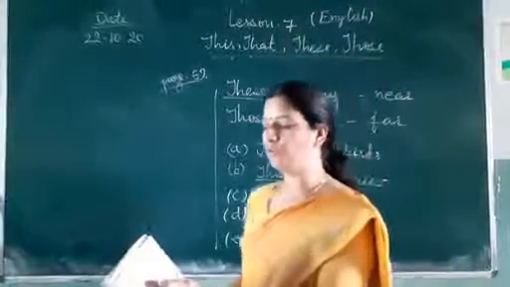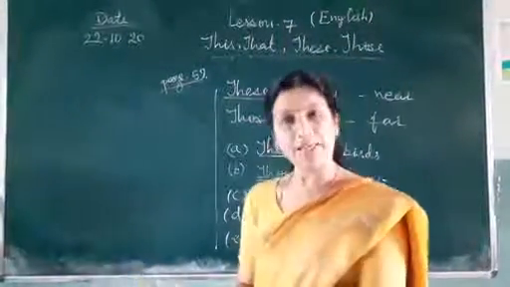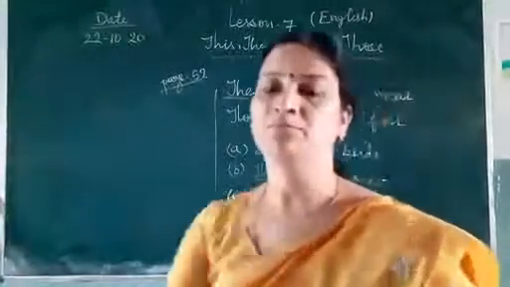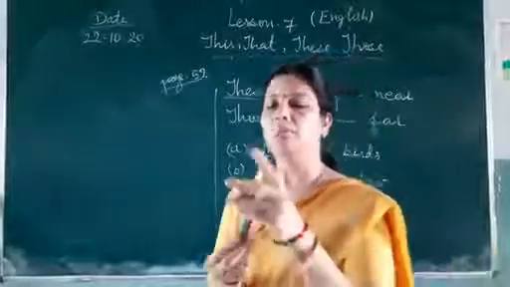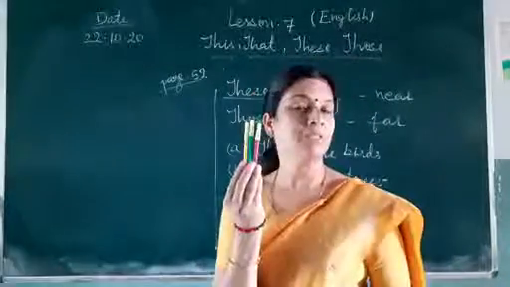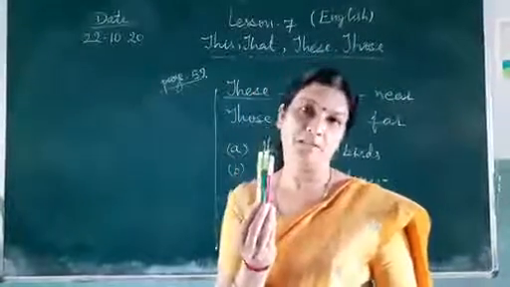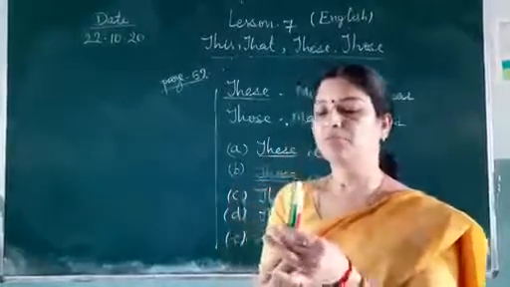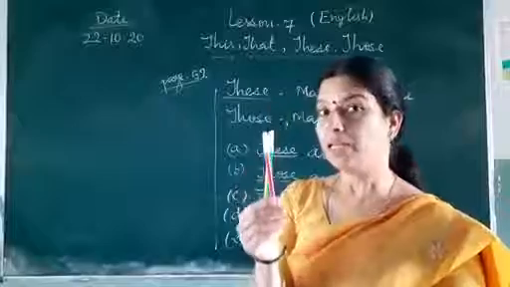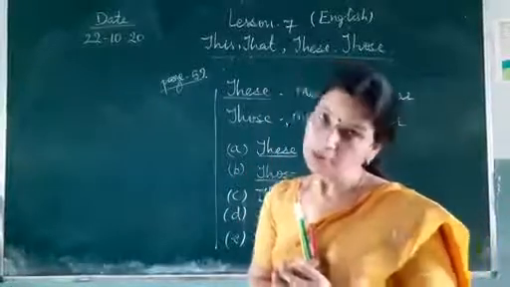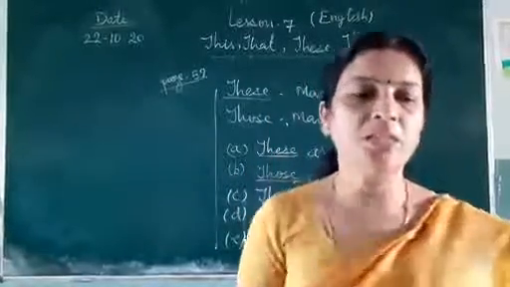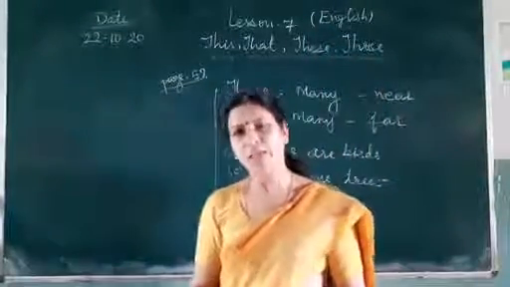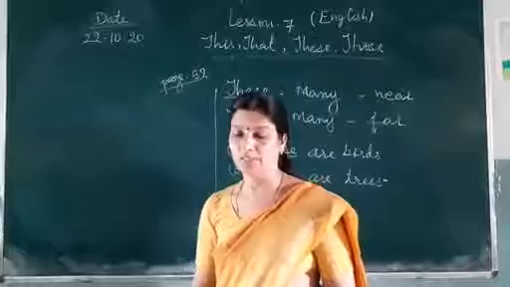These is used for many persons, places or things that are near to us. These are pens. What am I saying? These are pens. Why am I using the word these? Because there are many things which are near to me. So these is used for many persons, places or things that are near to us.